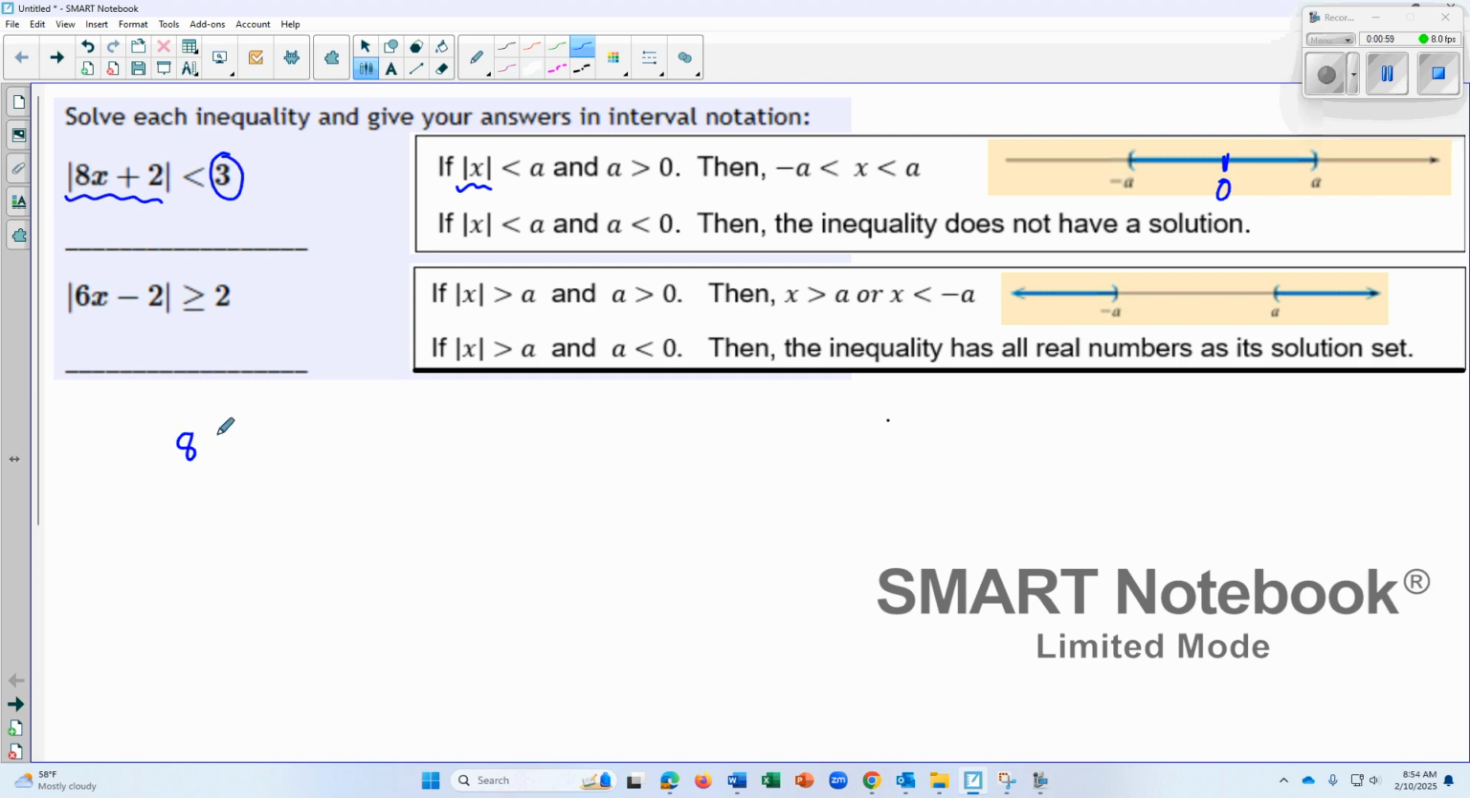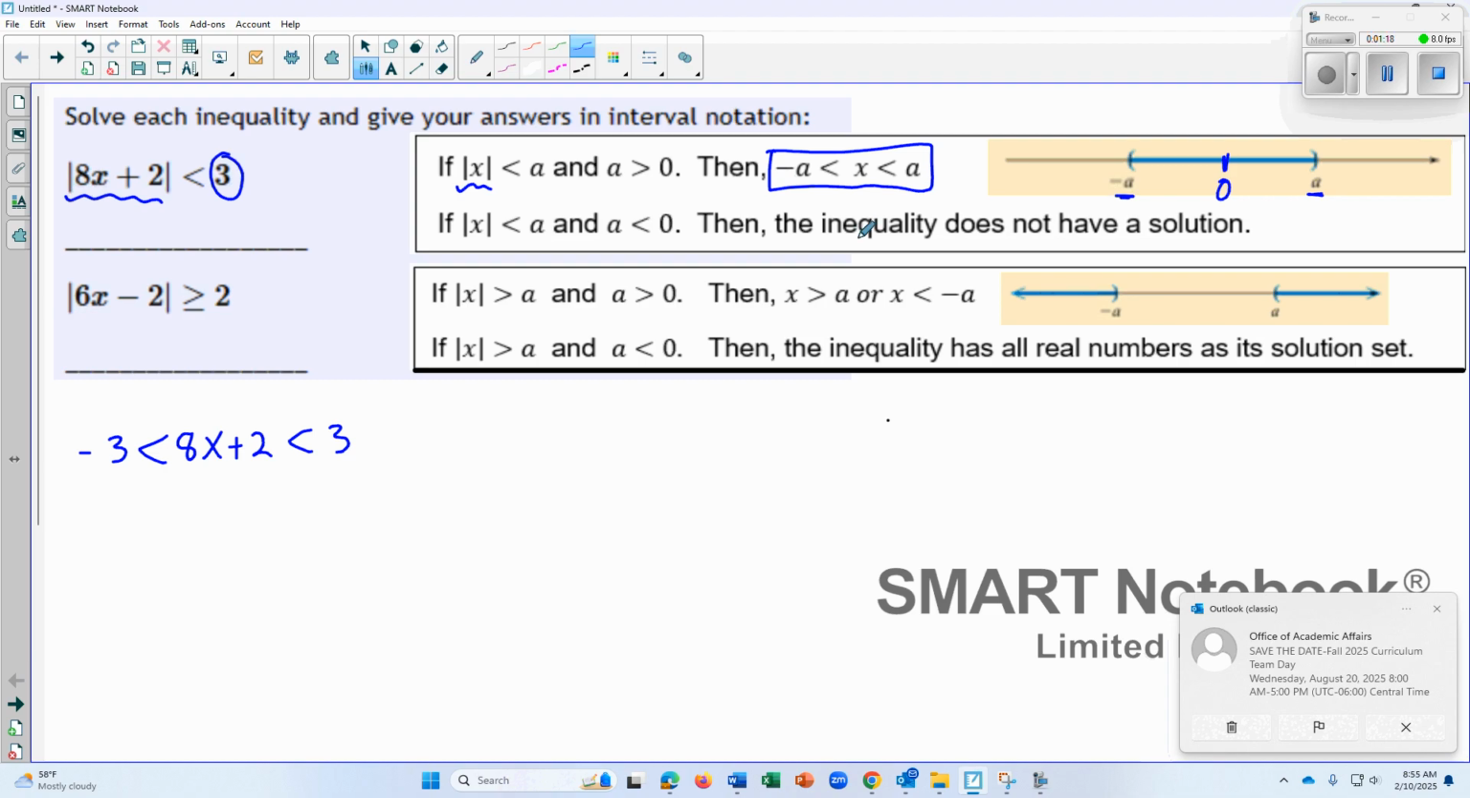So we're going to take 8x plus 2, and it needs to be less than 3, but then greater than -3 so that we don't wander off past our boundaries right here, right? And that's part of the rule right here. So if you just follow the rule, you can't really go wrong. But like I said, I understand sometimes we want a little bit more of an explanation. So hopefully that helps a little bit.